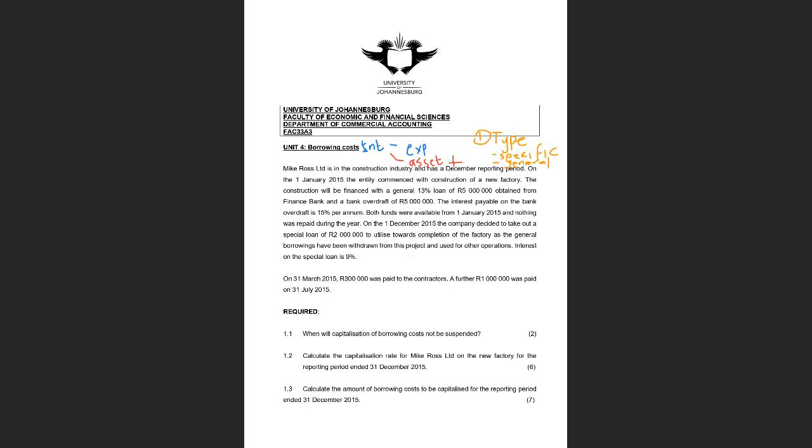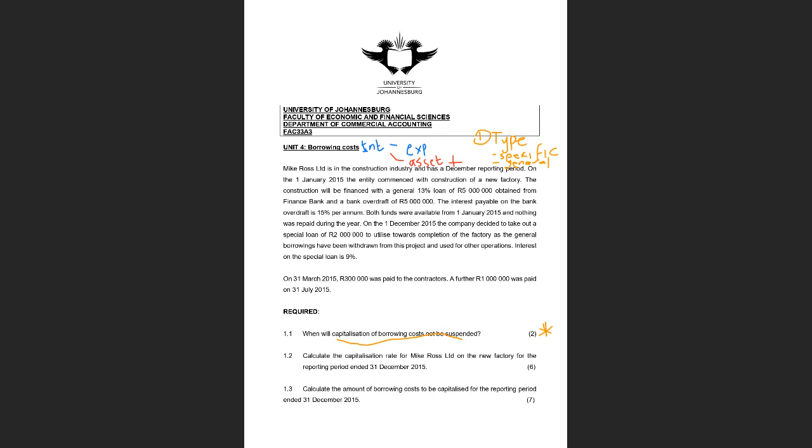Okay, so now what we're going to do is we're going to read through this question here, and we're going to determine whether it's specific or general borrowings for each and every loan that we discuss. Okay, so just going to the required quickly before we go to the question. If you look at the required, the first question, 1.1, says, when will the capitalization of borrowing costs not be suspended? So that is just a theory question which comes from your slides. I'm not going to go through that. If you go through your slides, you will see the answer to that there.